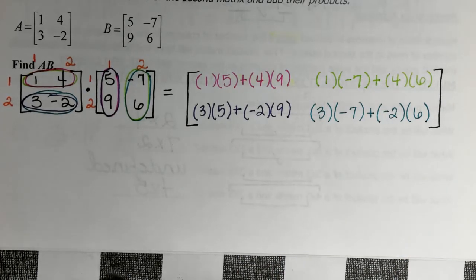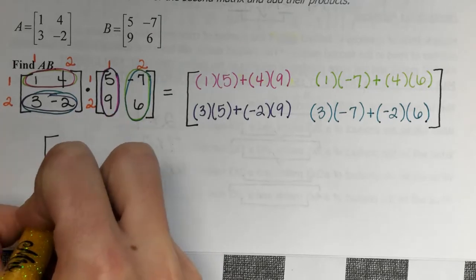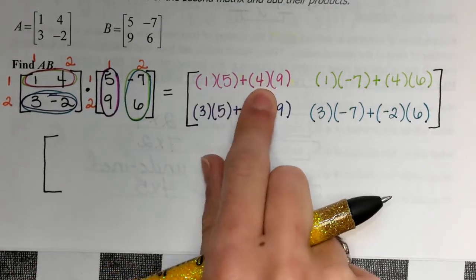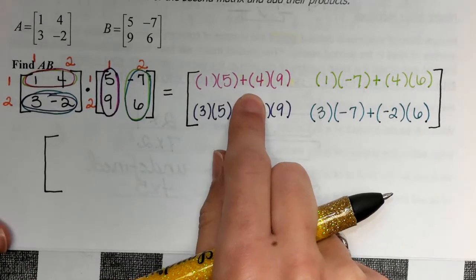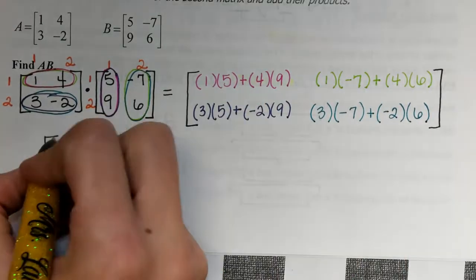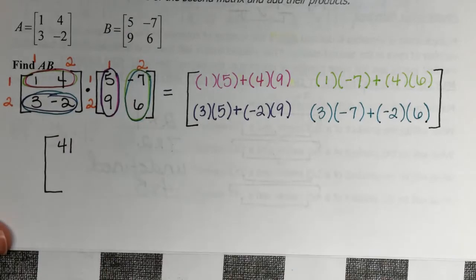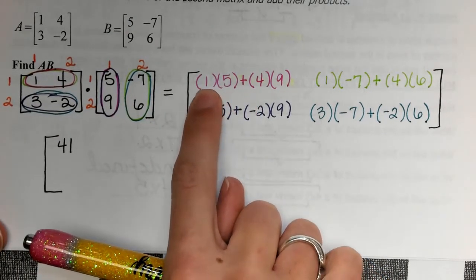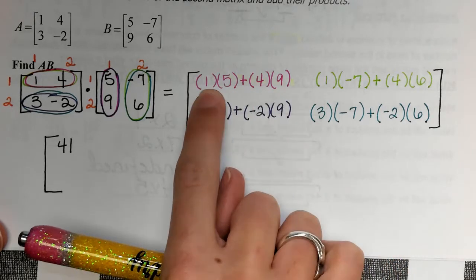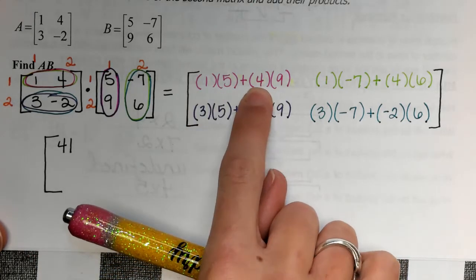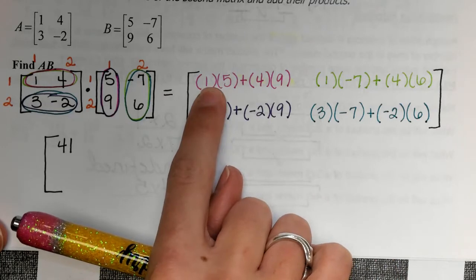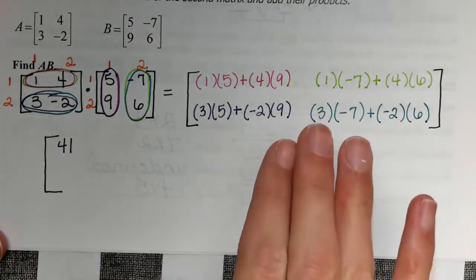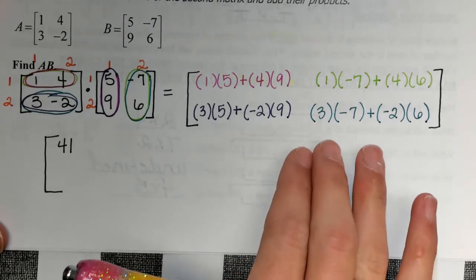So, 1 times 5 is 5. 4 times 9, 36. 5 plus 36. Remember that you do not have to do this mental math. You can type this exactly as you see it in your calculator. Okay? You can do whatever you need to in your calculator. Just don't make minor mistakes with your negatives.